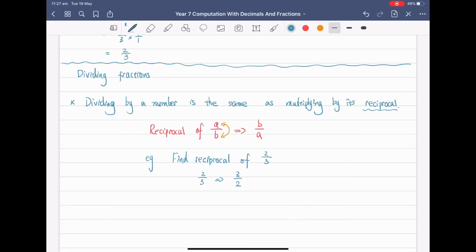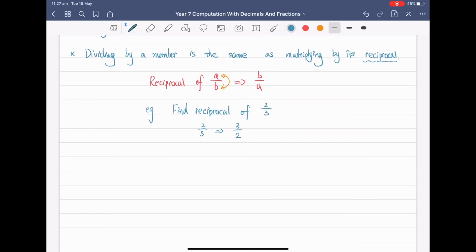How do we divide fractions then? Dividing by a number is the same as multiplying by its reciprocal. So for example, if I have 4 over 5, and I would like to divide this number by 2 over 7. The first step is you always need to remember, we never do division, we change that division sign to a multiplication sign.